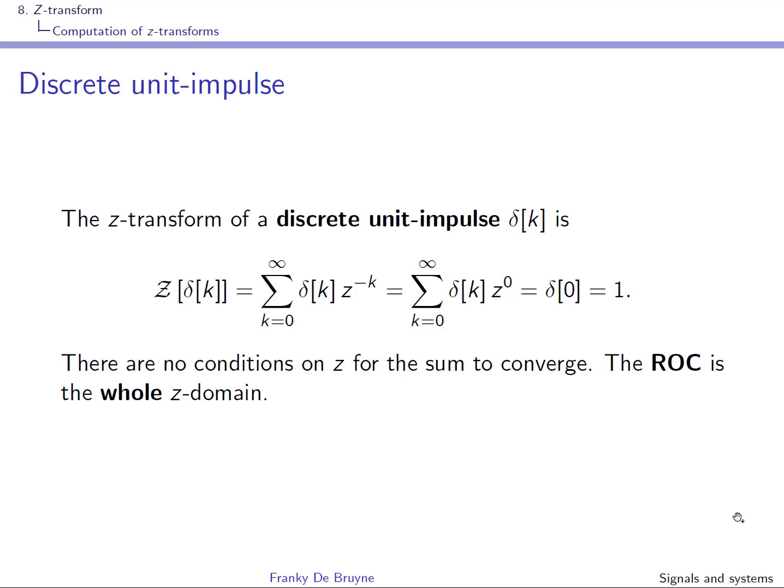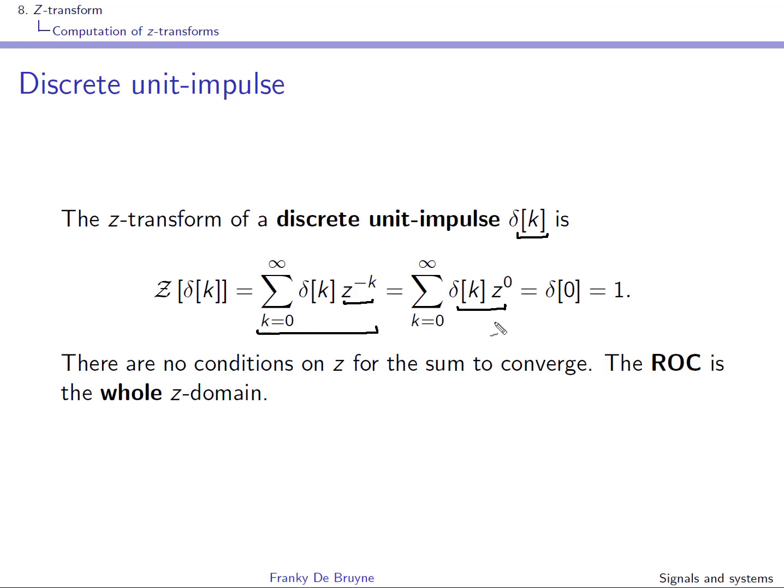In this subsection, we start to construct a table of Z transforms that we can use in the exercises, and we'll start with the discrete unit impulse delta k. So the Z transform is defined in this fashion, and what we do over here is use the shifting property. Well, the delta is located in k equal to 0, so this means that we can replace k here by 0, so this is 1.